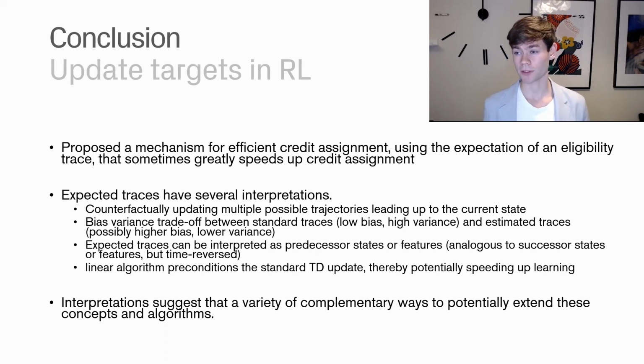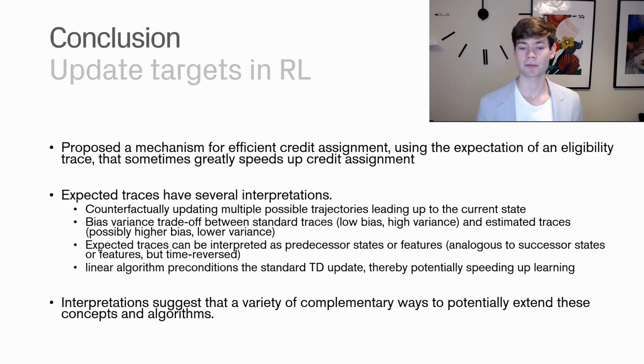So for problems that are well suited for this, especially when you have various ways of getting to a particular reward, then it could be very useful and it could increase the learning rate a lot by using these kinds of eligibility traces. And they have several interpretations in addition. So one would be to counterfactually update multiple possible trajectories leading up to the current state. That is sort of the narrative that we've been pushing throughout this presentation quite a lot, right? So you could get to a state, but you don't necessarily take the same route. You could take different ones, and the expected traces have the effect of updating all of them.